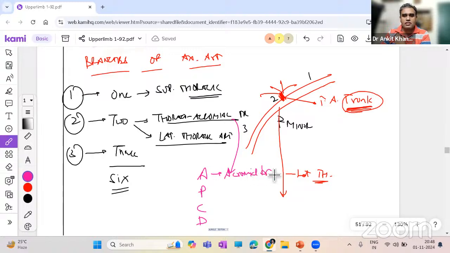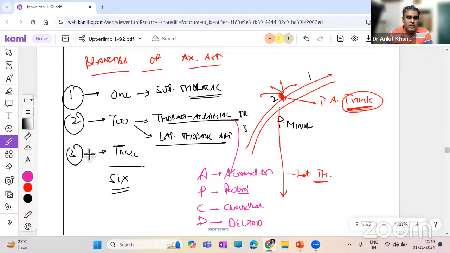Now we will discuss the branches. Acromial. P is the pectoral branches. Pectoral region, obviously. C is the clavicular branches, because the clavicle is also just in front. And D is the deltoid branches. Deltoid, this whole muscle is the deltoid, overlapping. APCD. The second part gives off 2 branches. One is the thoracoacromial trunk, which will give off APCD, and second is the lateral thoracic.